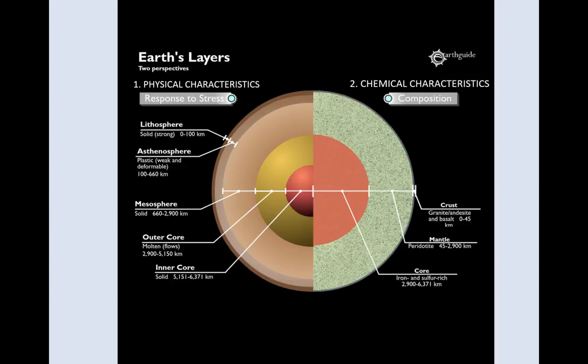Alternatively, we could look at the Earth in terms of its chemical components. An inner core largely made of iron, a mantle made of peridotite, and a crust that's more granite and andesite and basalt and rocks that we might recognize.